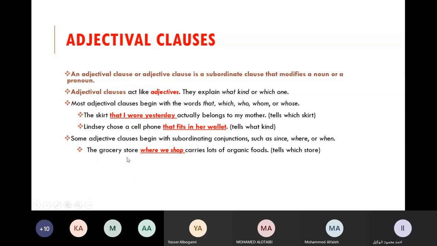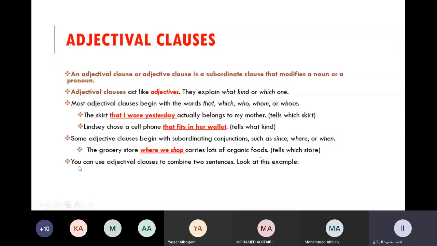So again, when you have a place like the grocery store, I can say the grocery store that we shop. No, the grocery store where we shop. The place where we do our shopping. The school where we learn. The house where I sleep. The cafe where I meet my friends. Okay? So when you have a place, you bring the conjunction where.